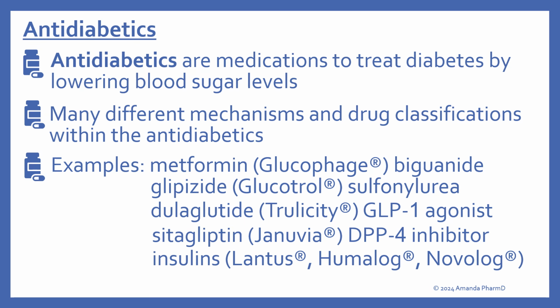Next are the antidiabetics. These are medications to treat diabetes and lower blood sugar levels. Many different mechanisms and drug classifications are within the antidiabetics. Some examples include metformin, brand name is Glucophage. It's a biguanide. Glipizide, brand name Glucotrol. It's a sulfonylurea. Dulaglutide, which is Trulicity. It's a GLP-1 agonist. Sitagliptin, its brand name is Januvia. It's a DPP-4 inhibitor. And there are insulins. This includes Lantus, Humalog, and Novolog, are some of the most common ones.